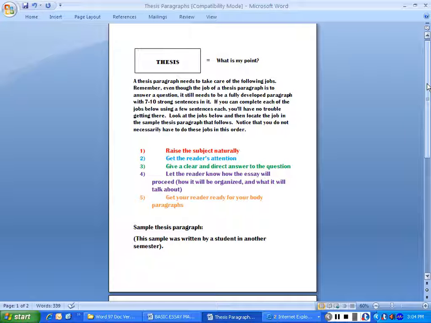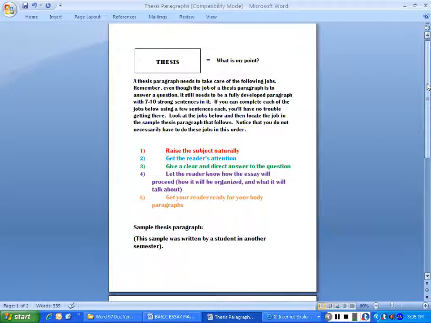Number 3, give a clear and direct answer to the question. This is the part we know we need to do, but it can be tricky. Sometimes we get lost in all of these other jobs and forget to give a clear and direct answer to the question. This is a really important part of a thesis paragraph. Number 4, let the reader know how the essay will proceed, how it will be organized, and what it will talk about. Get your reader ready for your body paragraphs. That's the last job.